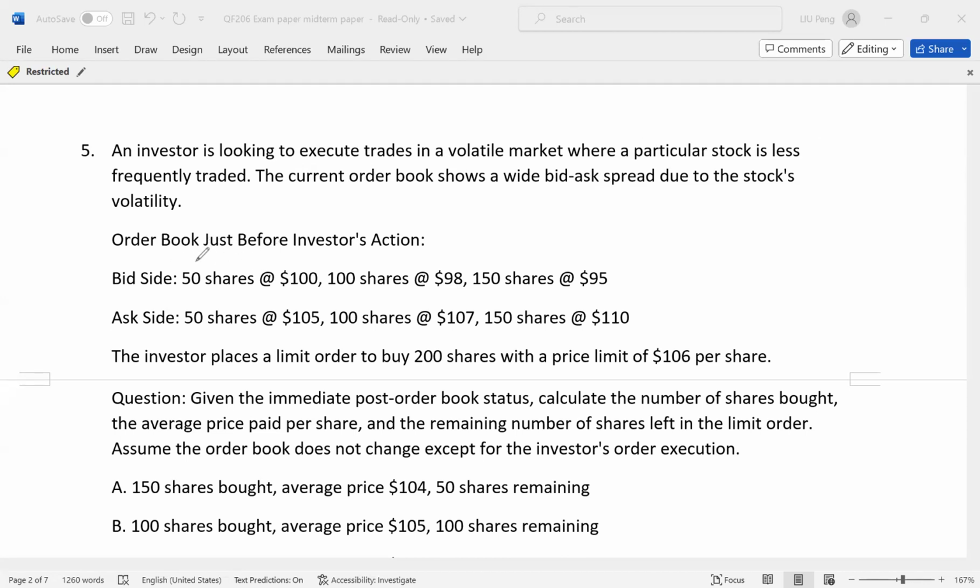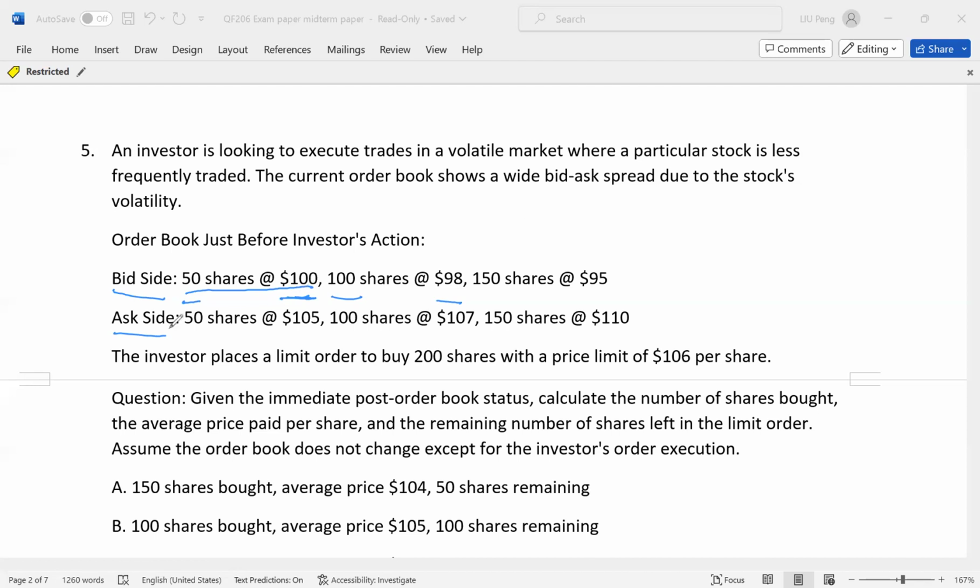So this is the picture of the order book. We have the buy side and the sell side. For the buy side, we have 50 shares at $100. Typically they come in pairs: we have the volume and the price, at different price levels. This one is the best bid, then the second best bid, etc.